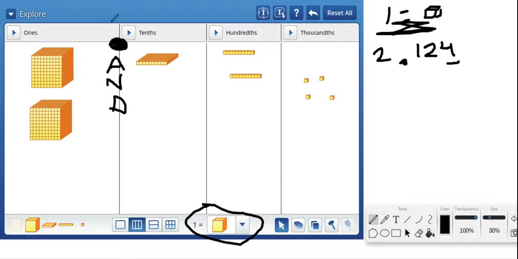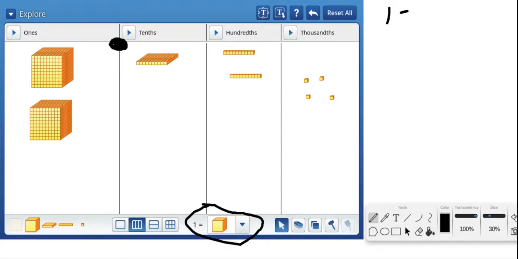So 2 and 124 thousandths. Another thing we're going to be doing, just the same as the beginning of the year, is writing it in word form. This is not for today, but word form is how we're saying it, right? So let's say it again: 2 and 124 thousandths. Okay, let me erase that, and then we'll do another example together, okay?